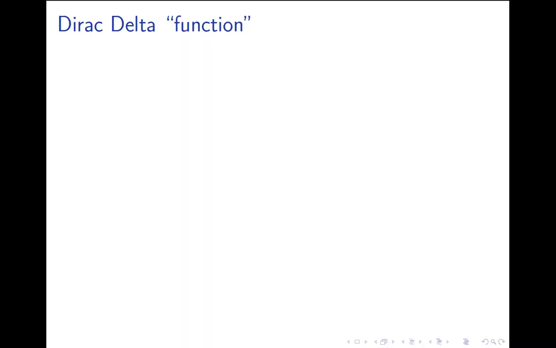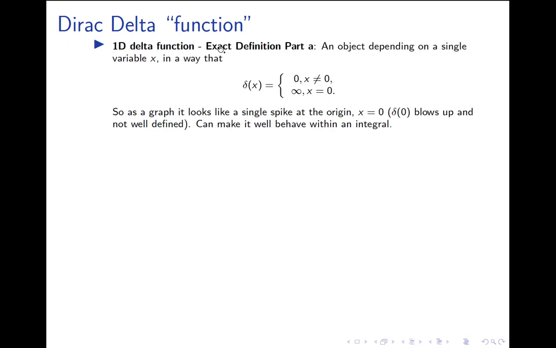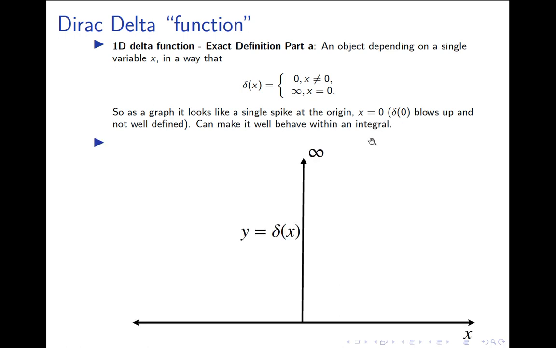The final thing which I want to cover in the lecture today is something known as the Dirac delta function. I've written function within quotes, which just means it is not a function in the usual sense. The exact definition, in part A I have called it, because this is not the best way to define it. The Dirac delta function in one dimension is an object depending on a single variable x in the following way. It is 0 whenever x is non-zero, and at x equal to 0 exactly it is infinity. So the graph looks like a single spike at the origin. This is how it looks.